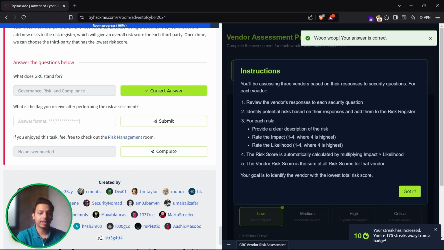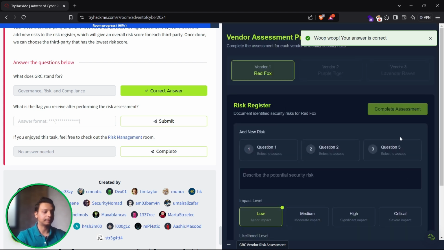Okay, cool. Now there are some instructions which they have given. You will be assessing 3 vendors based on the responses to security questions. For each vendor, review the vendor responses for each security question, identify potential risks based on the responses and add them into the risk registry. For each risk, we have to provide a clear description of the risk, rate the impact and rate the likelihood. The risk score is automatically calculated by multiplying impact and likelihood. The vendor's risk score is the sum of all the risks of that vendor. So we just have to identify the vendor which has the lowest total risk.